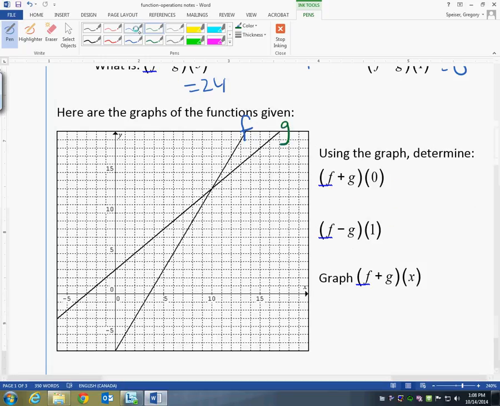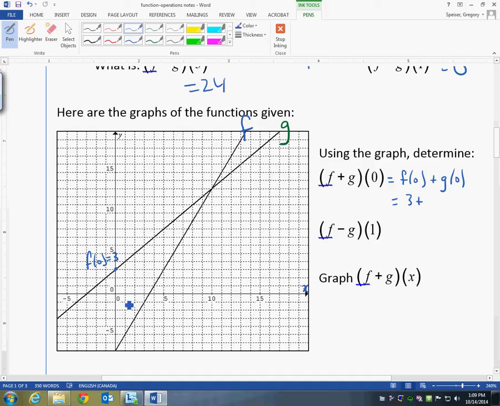So just a reminder then, that really means that we want to find out what is f at 0, right, plus what is g at 0. So I plug in an x value of 0 and I find out what my y value is. So here, because this is x, when x is 0, what is the y value? So f at 0 is equal to 1, 2, 3. So this is equal to 3.